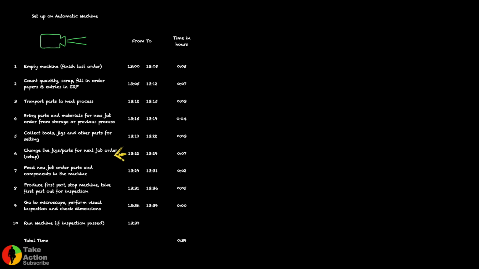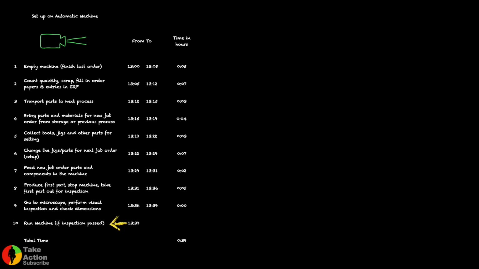Then activity number 6 is that he's actually changing jigs, parts or the other plates there. Activity number 7 is that after setting up, he's starting the job order. He's feeding the material, the new job order, and he's starting the machine. Activity number 8 is that after production of the first part, he's stopping the machine. Activity number 9 is going to the microscope. He's checking the part visually if everything is okay, and he's checking the main dimensions of that part. And if everything is okay, the last activity is that he starts the machine.